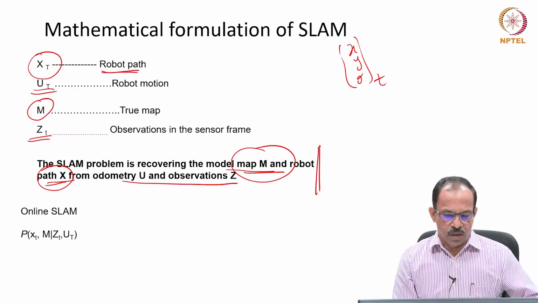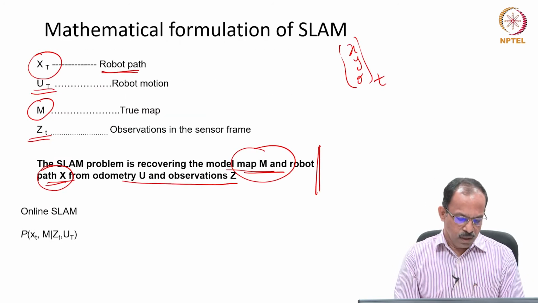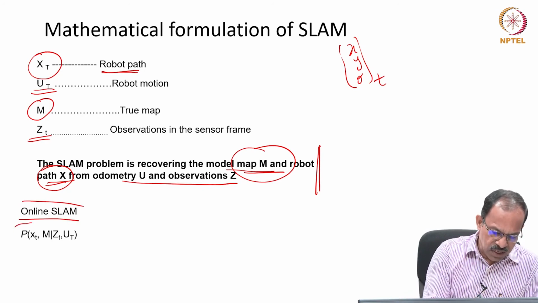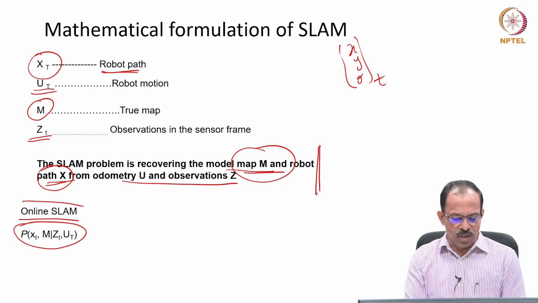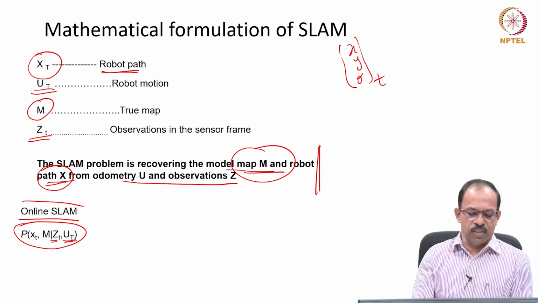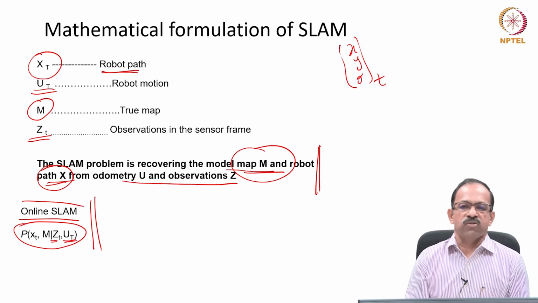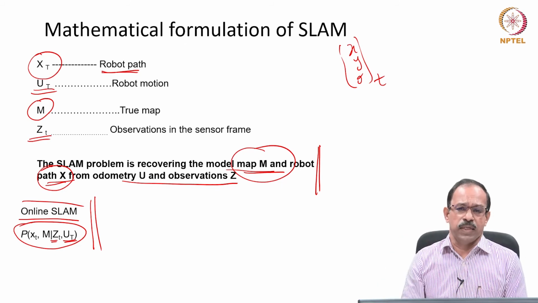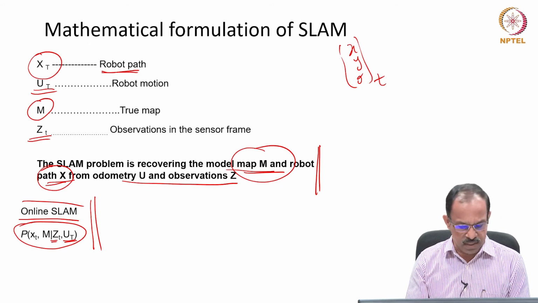Okay, so the online SLAM is basically getting the current position of the robot using the map information, current information and the control inputs. That is basically known as the online SLAM problem. For offline SLAM, you need to have the complete path identified at every point, and it has to be updated.